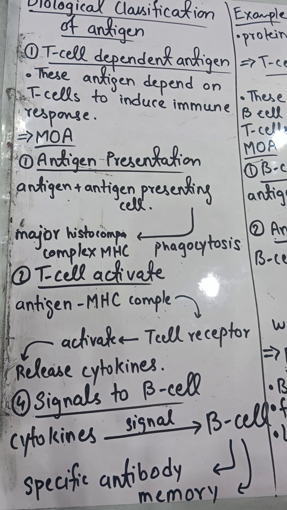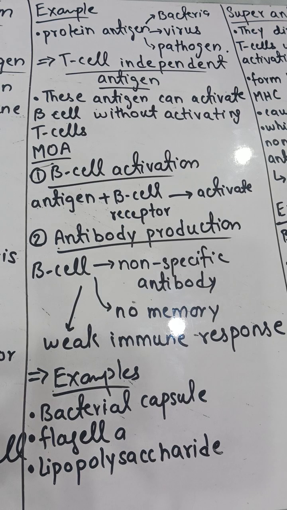Now let's discuss the types of antigens and examples of these antigens. Which type of antigen acts as a T cell dependent antigen, and what are the examples of it? Let's discuss that. So here I have given the example of T cell dependent antigens. Some protein antigens are examples of it. What are the protein antigens?